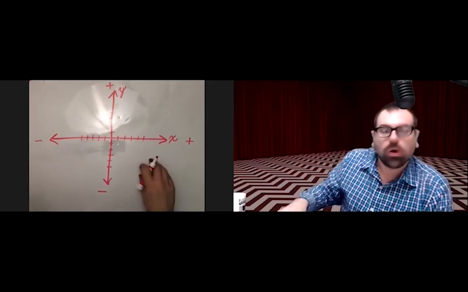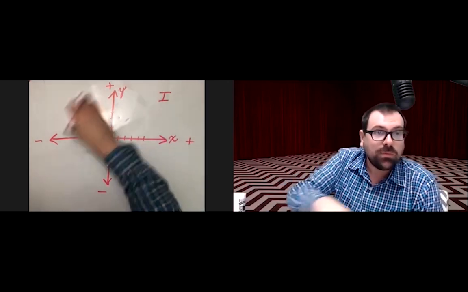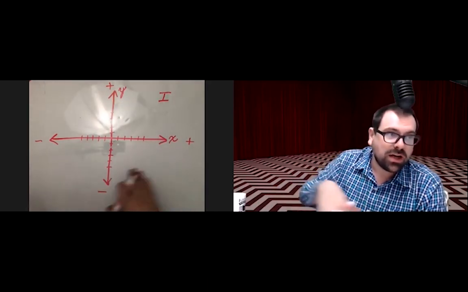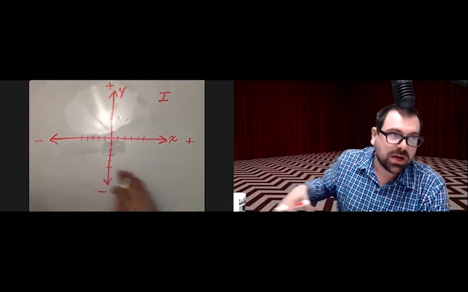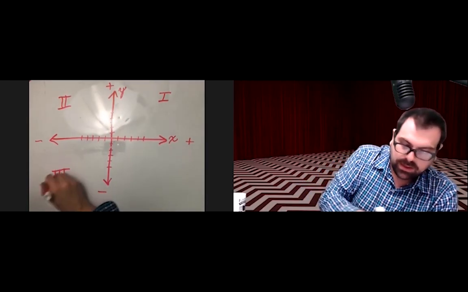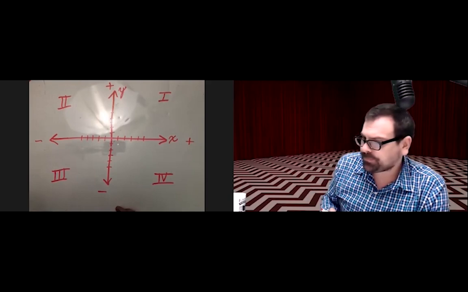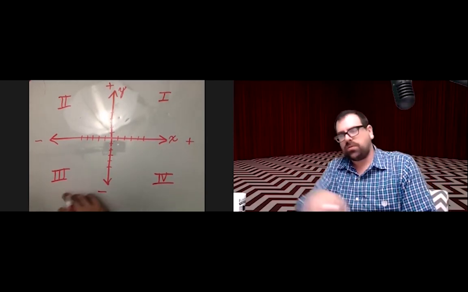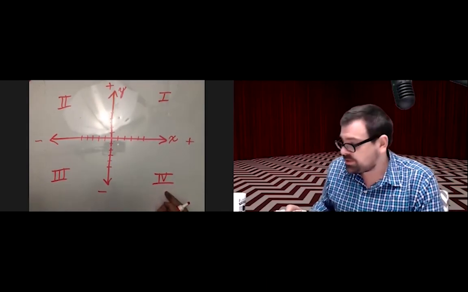This is separated into 4 quadrants. We start numbering our quadrants in the top right, and we move counterclockwise. So that's against the direction of a clock. A clock goes this way. That's clockwise. We go counterclockwise when we're numbering. 1, 2, 3, 4. And we use Roman numerals. Quadrant 3 is lower left. Quadrant 1 is upper right. Quadrant 2 is upper left. Quadrant 4 is lower right.